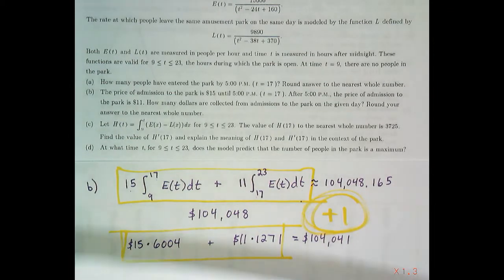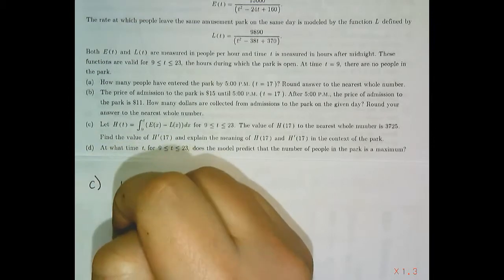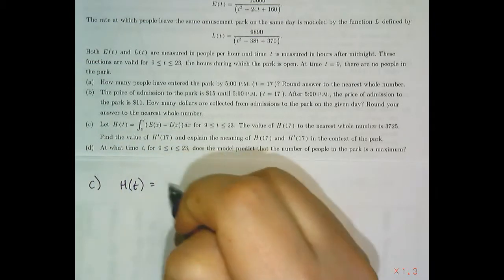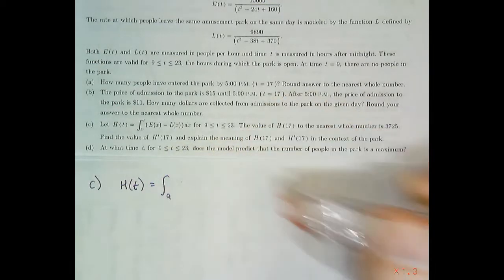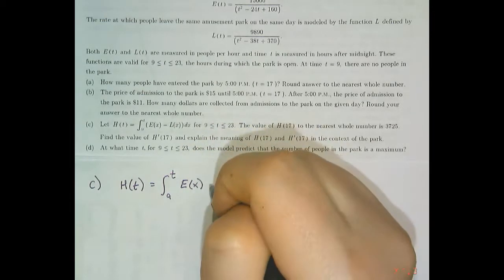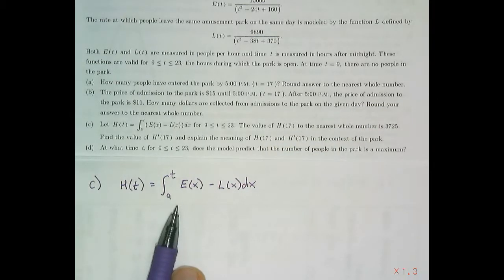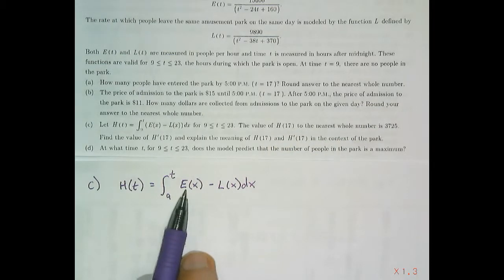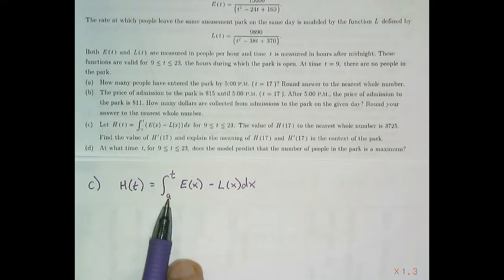All right, let's move on to part C. They give us this function, h of t. I'll write it down again, the integral from 9 to t of the entering people minus the leaving people. So what this tells us is the total number of people who have entered minus the total number of people who have left from time 9 to time unknown t.